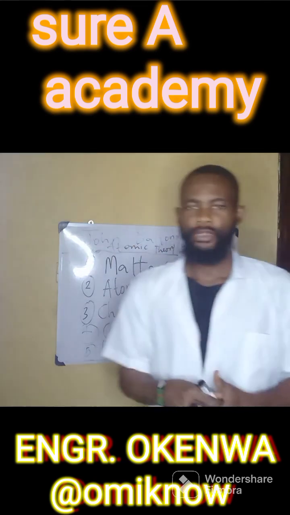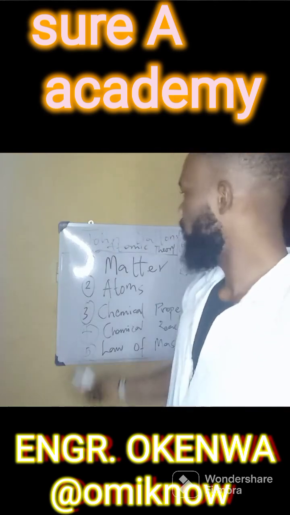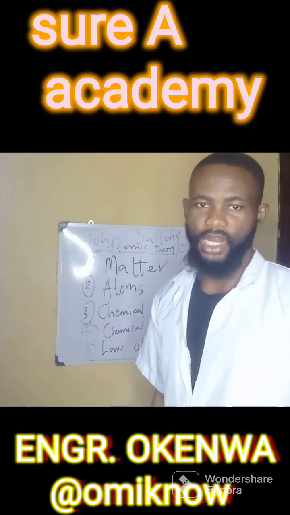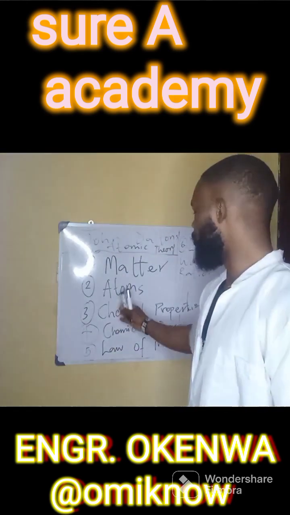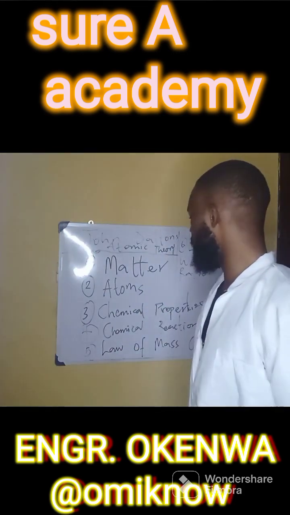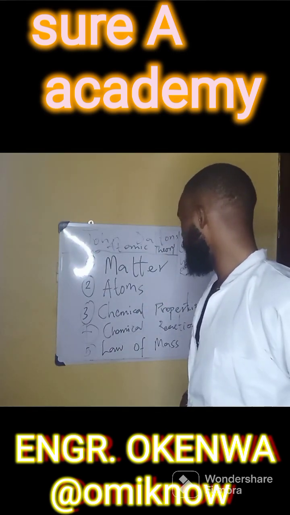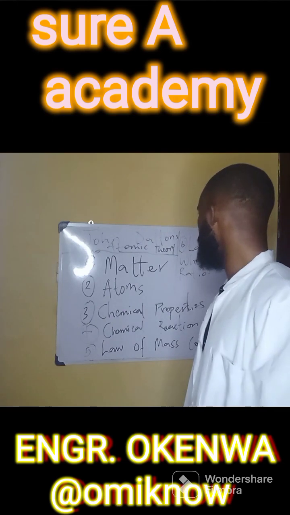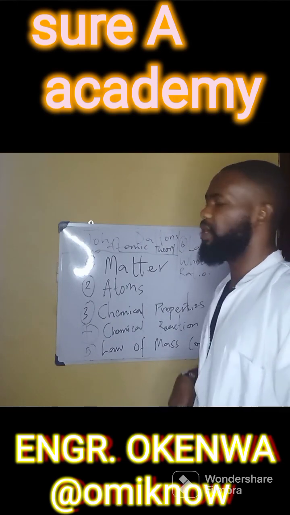So I said the first thing his theory focused on was matter. The second was atoms. The third, chemical properties. Fourth, chemical reaction. Fifth, law of mass conservation. Sixth, law of fixed whole number ratio.